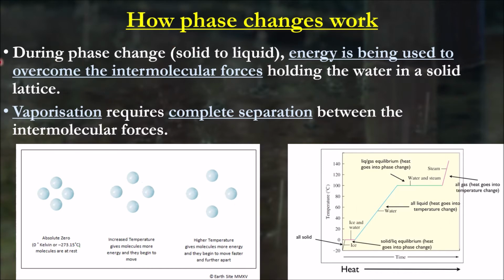So we said that during a phase change, energy is being used to overcome the intermolecular forces. So this is why we see a sort of flat line here. In the process of vaporization, we see that there will be a complete separation of the intermolecular forces. So say for water, we imagine as a solid, the particles are really closely packed together, not absolutely, but they'll be closely packed together.